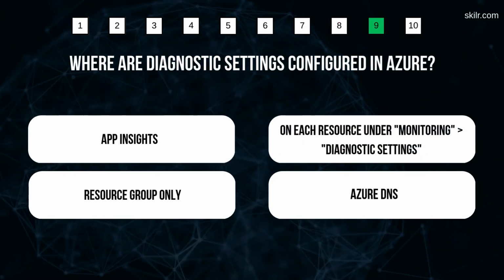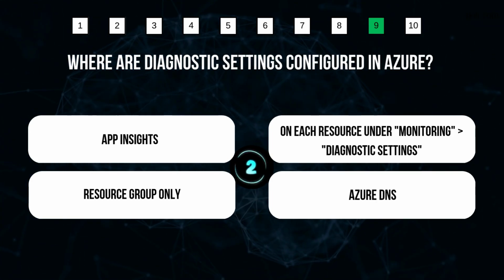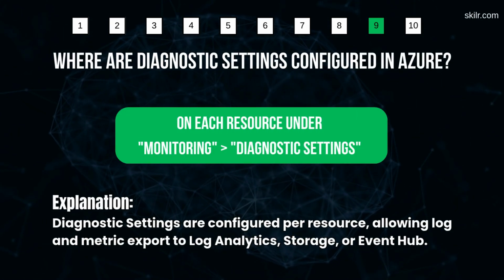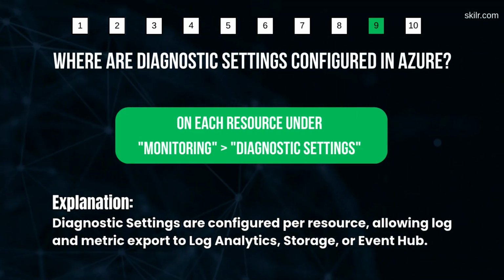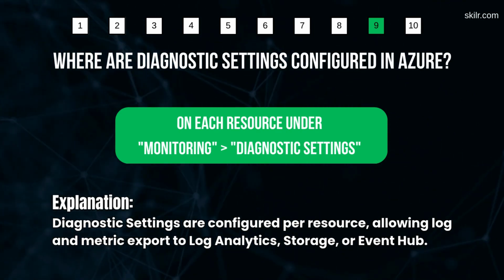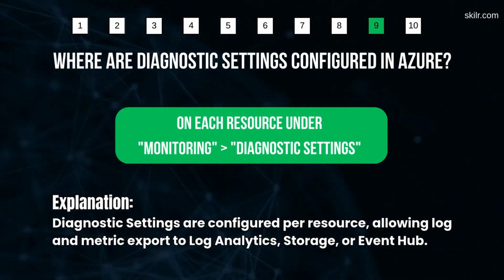Question 9. Where are diagnostic settings configured in Azure? The correct answer is on each resource under Monitoring, Diagnostic Settings. Diagnostic settings are configured per resource, allowing log and metric export to Log Analytics, Storage, or Event Hub.